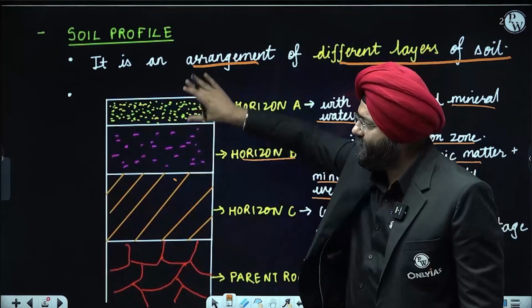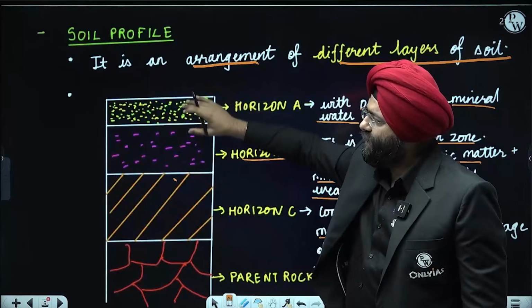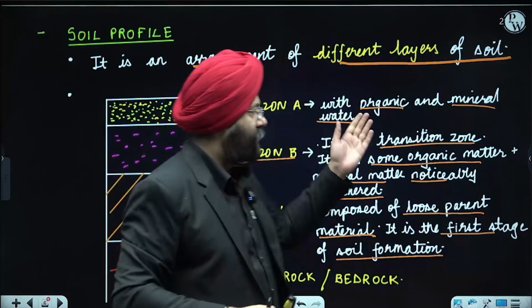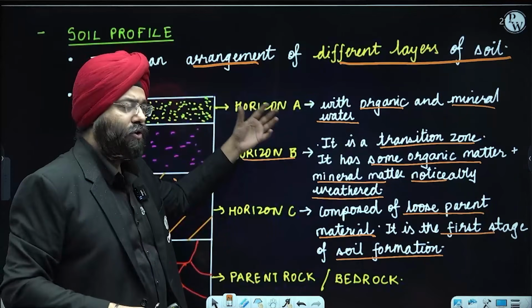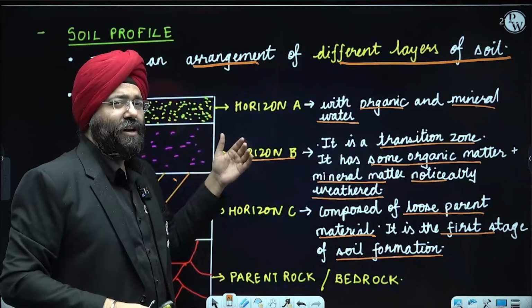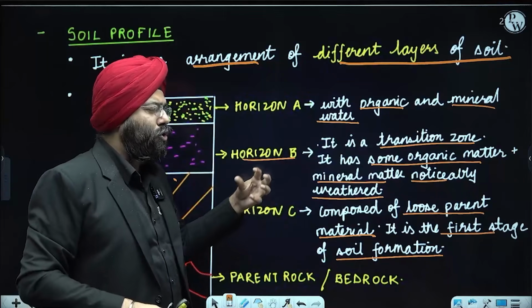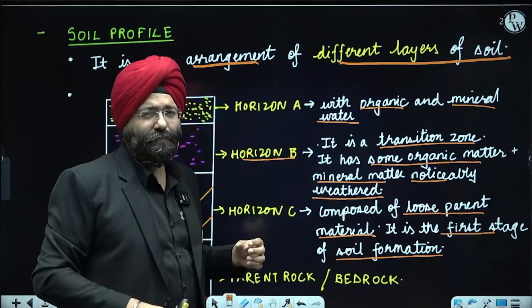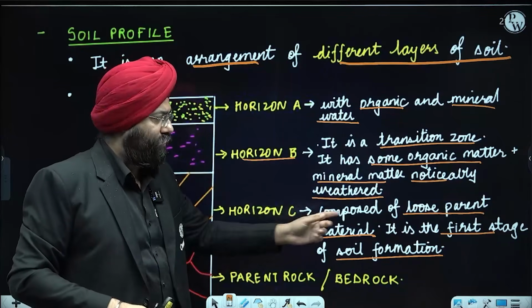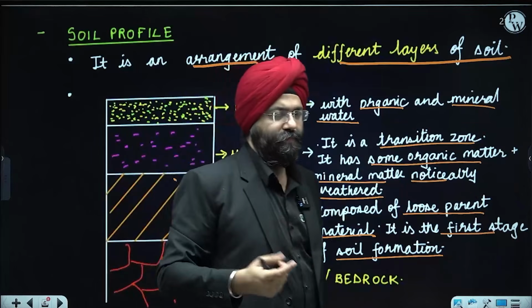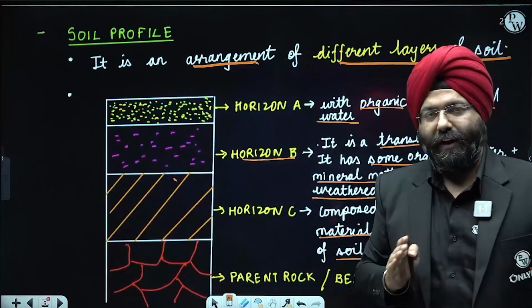So this is what a soil profile is, that is the arrangement of the various layers of soil, having horizon A, that is the organic and mineral, having water and mineral. Horizon B, this is a transition zone from C towards A. Then you have the C, which is again a loose parent material, known as the first stage of the soil formation process. And later on, below that is the parent rock or the bedrock. This is the soil profile.